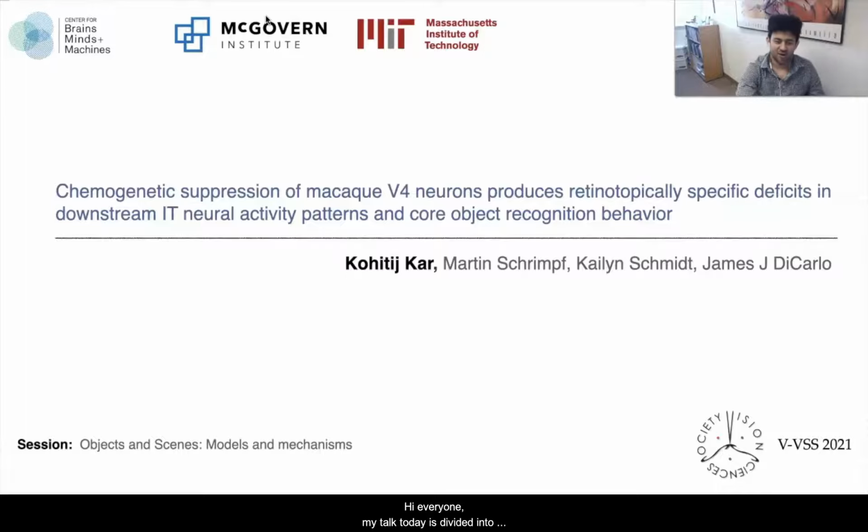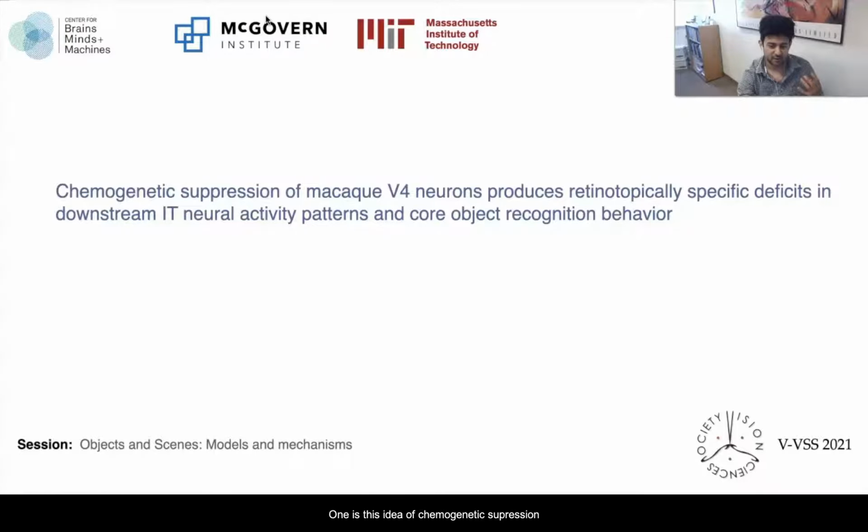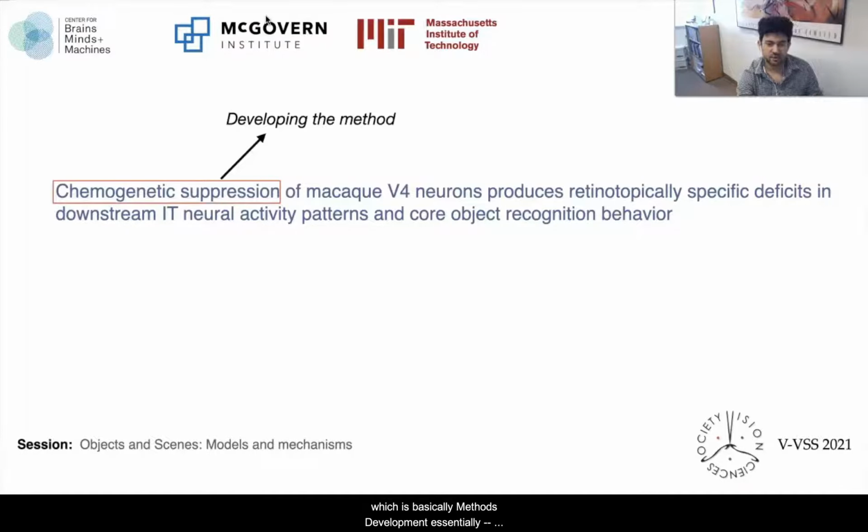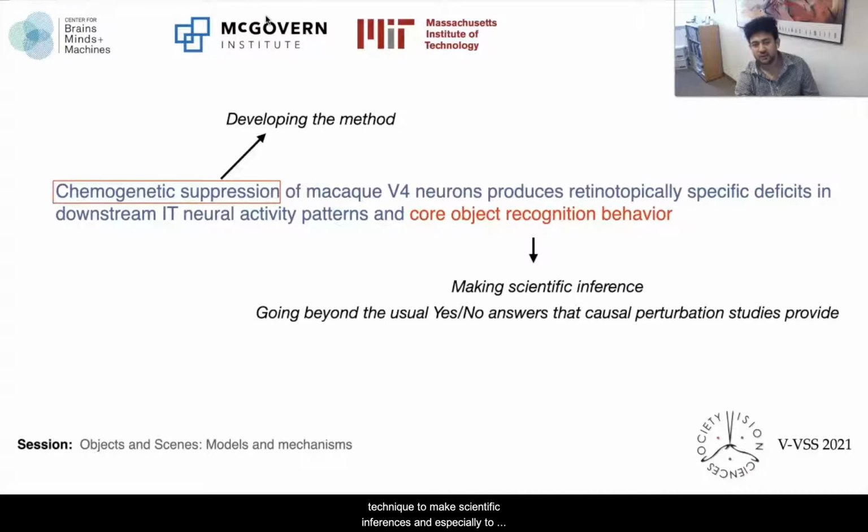Hi everyone. My talk today is divided into essentially two themes. One is this idea of chemogenetic suppression, which is basically the methods development, essentially, developing chemogenetic perturbation strategies in non-human primates. The second one is to use that technique to make scientific inferences, and especially to go beyond these usual yes-no answers that most causal studies provide, which is an area involved in a behavior or is an area not involved in a behavior. So I hope we can go beyond that and start pushing towards answering how exactly is an area involved and enabling these perturbation data to engage in falsifying competing models.